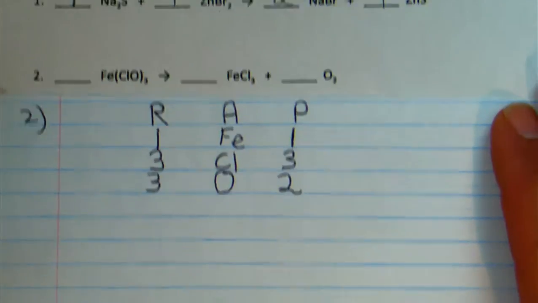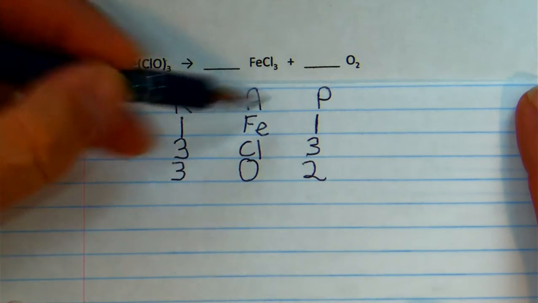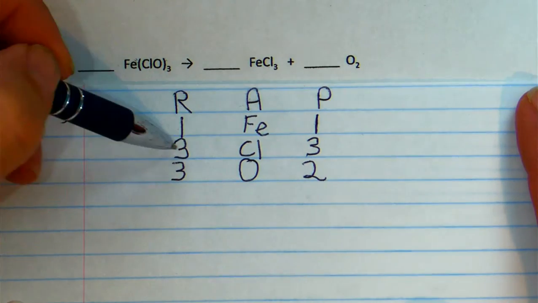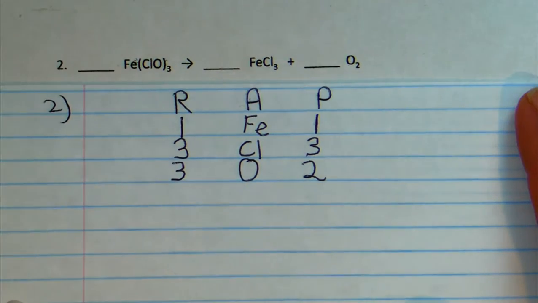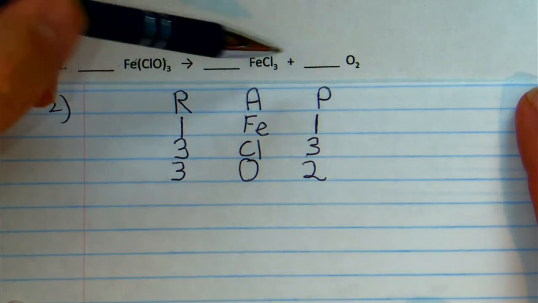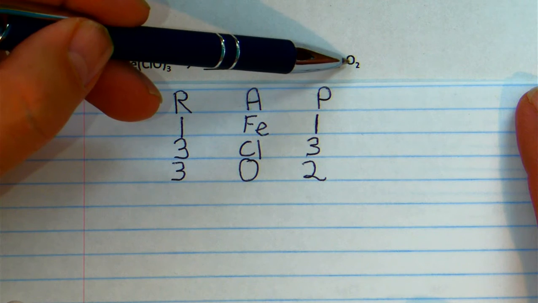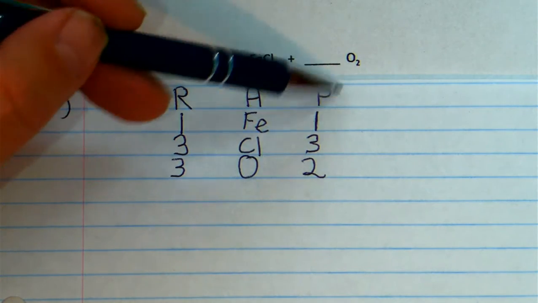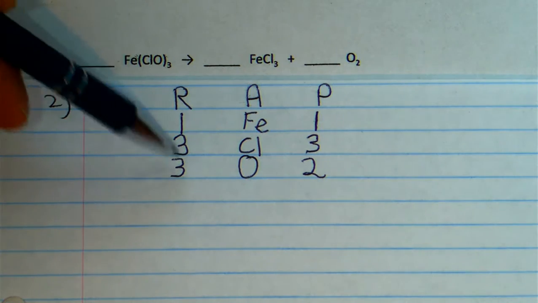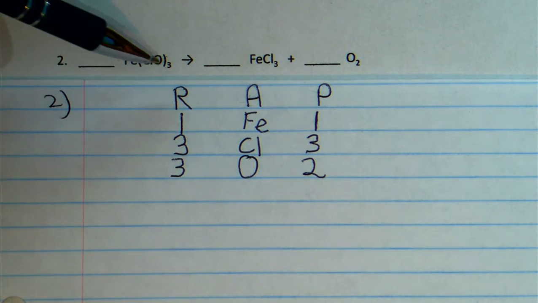Studying my rap sheet, I see, well, irons are good, chlorines are good. Aw, oxygens are not good. What's more, I see the oxygens on the right can only go in multiples of 2, 2, 4, 6, whereas on the left, they can go by odds and evens.